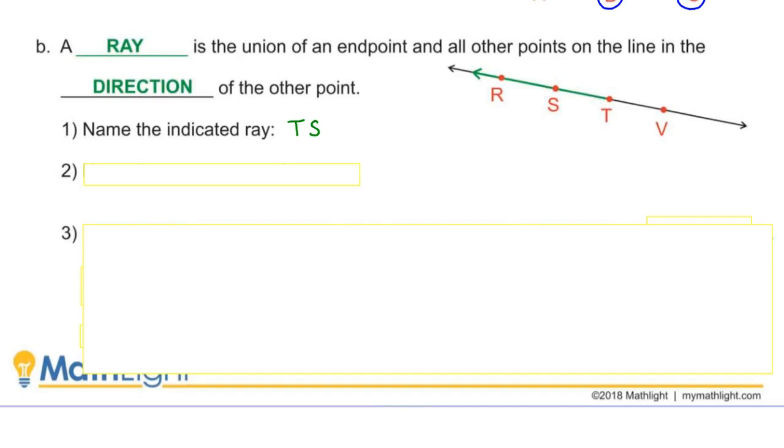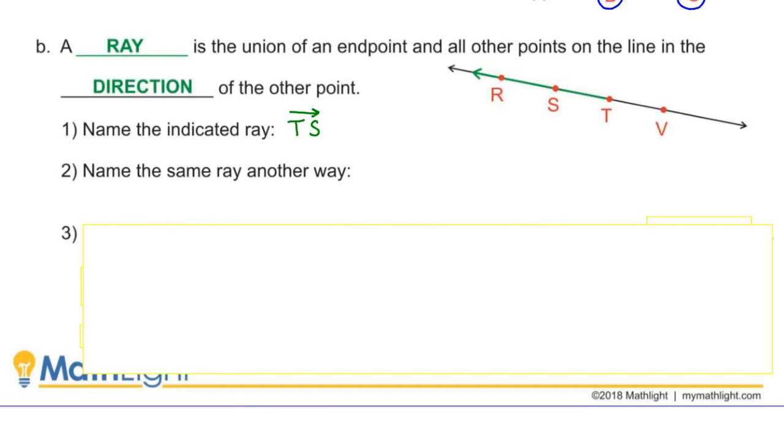Now we need the ray symbol. The ray symbol is a line with an arrow on one end, exactly what a ray is. It has an endpoint and then it goes forever in a direction. So we have to understand that this ray starts at point T and goes forever in the S direction. So here's an important question. Number two, can you name the same ray another way? Why don't you pause and think about it, write an answer, and then unpause.